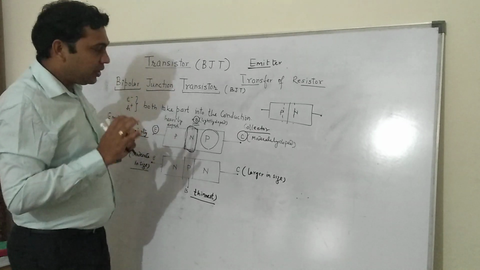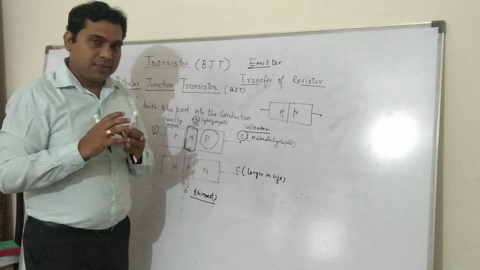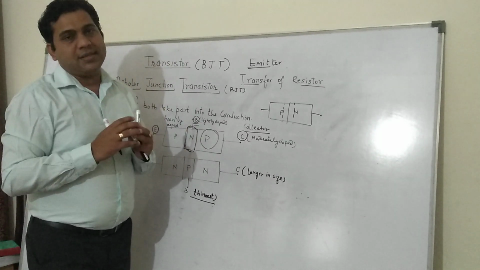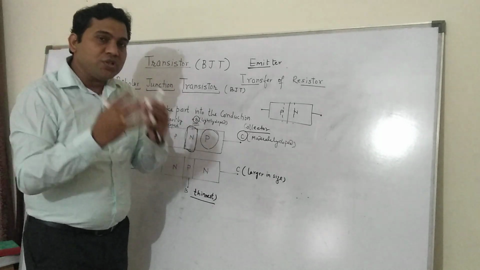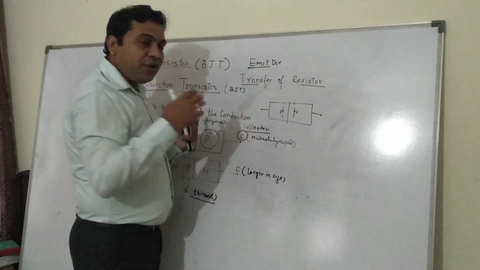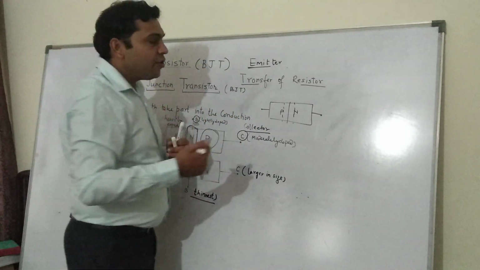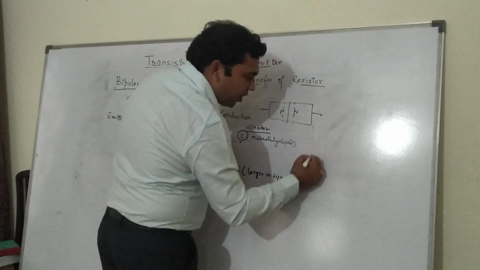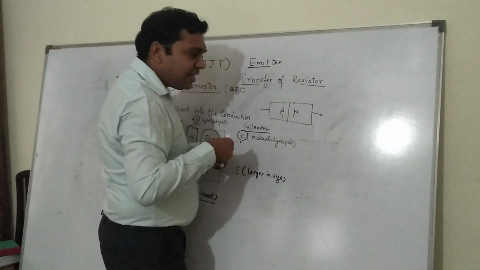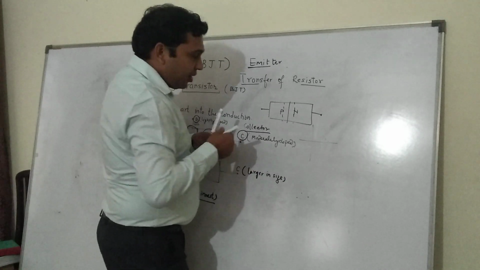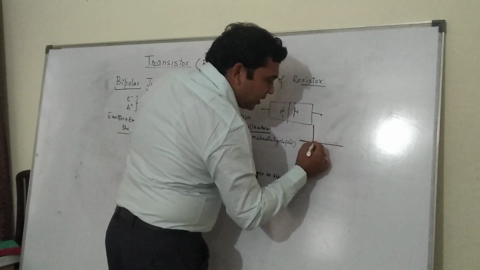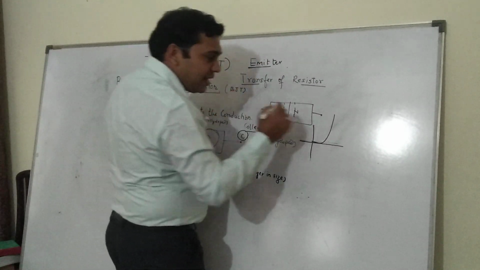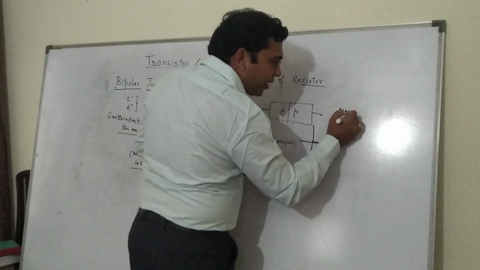Now let's come to a very important part of the transistor, which is current in the transistor: how the current flows in the transistor. Like in a diode, we already know how the current flows. When there is no bias, zero current. Whenever there is a forward bias, the current flows exponentially, and this current is mainly due to the majority charge carrier.